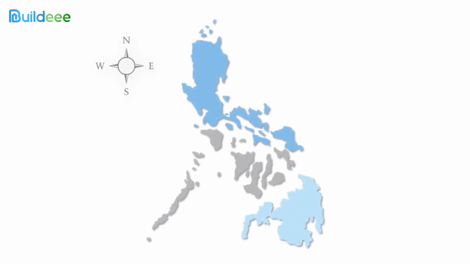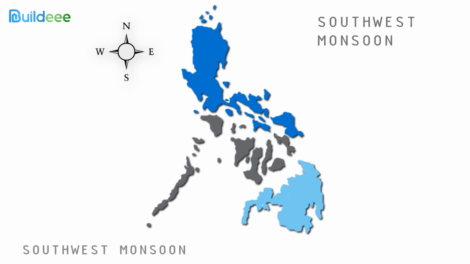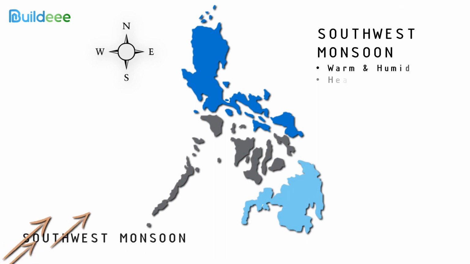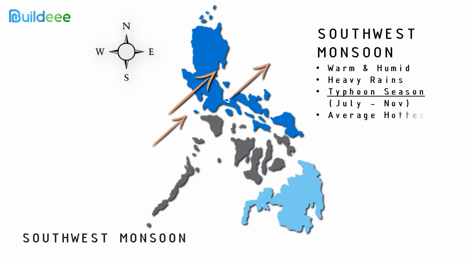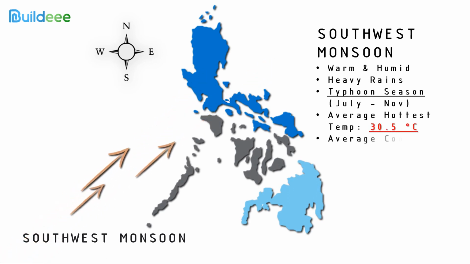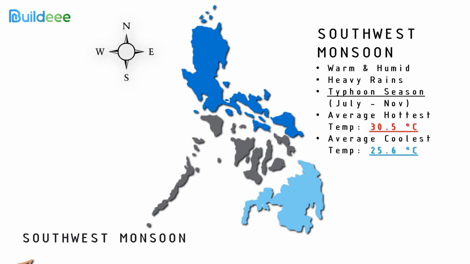There are three types of prevailing winds in the Philippines that occur seasonally. First is the southwest monsoon, which produces warm and humid air. It also brings heavy rains. It's also known as the typhoon season, which typically comes during the month of July until the month of November. The average hottest temperature during this season is 30.5 degrees Celsius, while the average coolest temperature is 25.6 degrees Celsius.